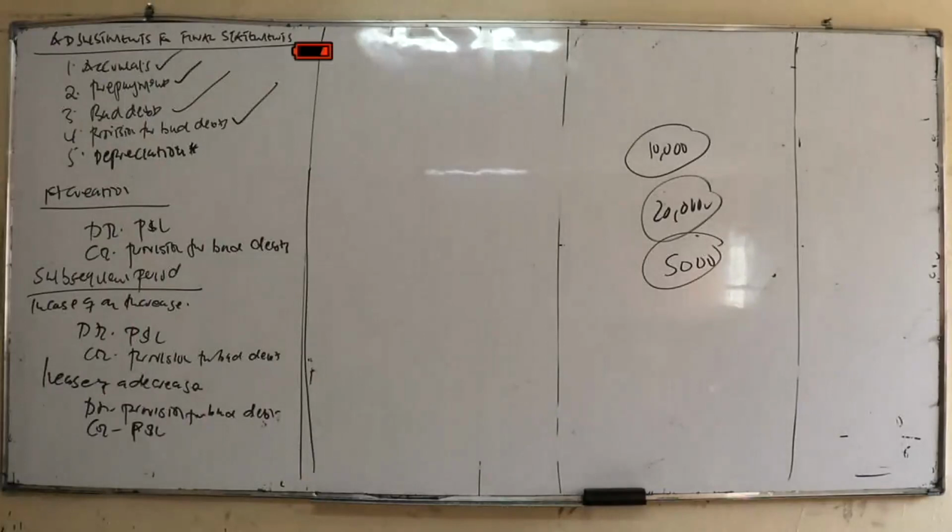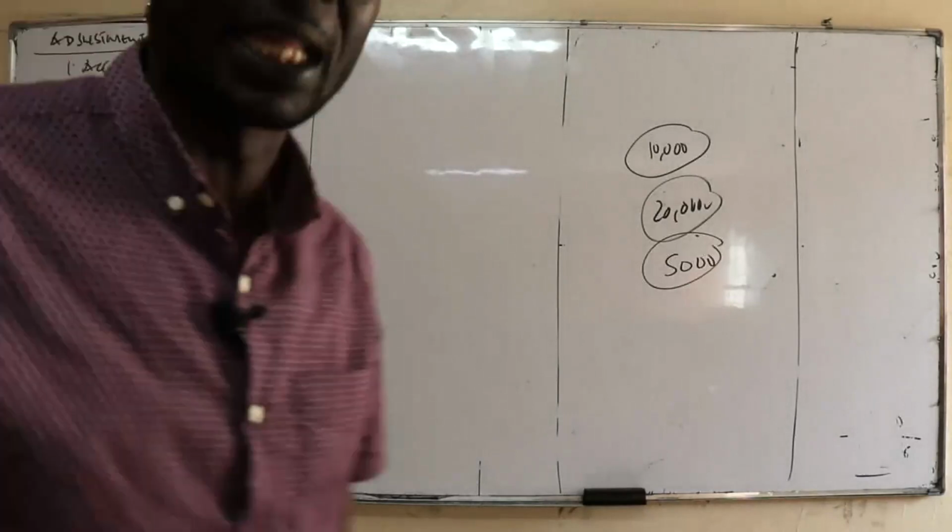So when it's increasing, let's say for the example of the children, you set aside 10,000 for them. But now you increase it to 30. You debit the profit and loss. Not 30, because she already set aside 20. So you only debit the increment to make it 30.